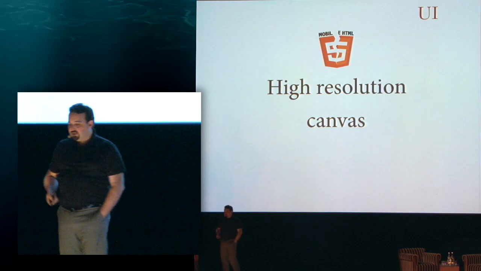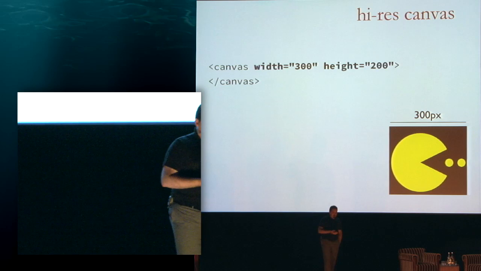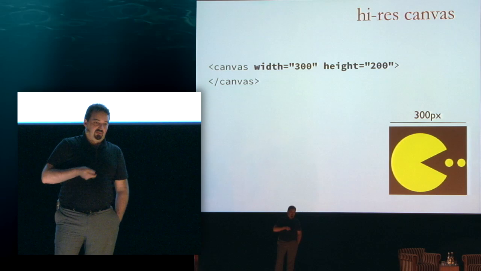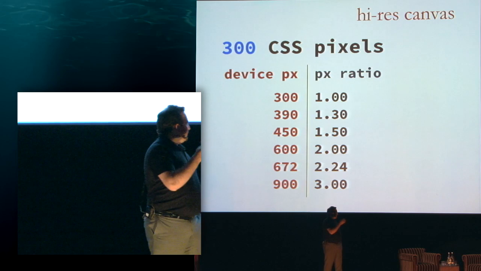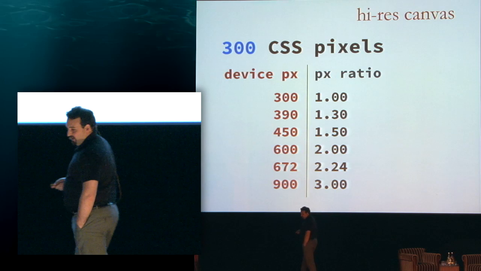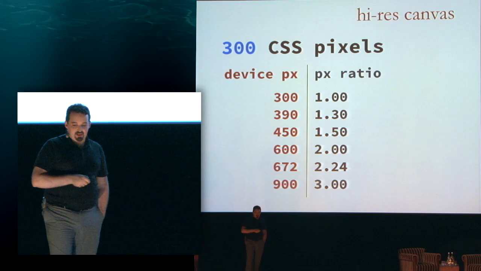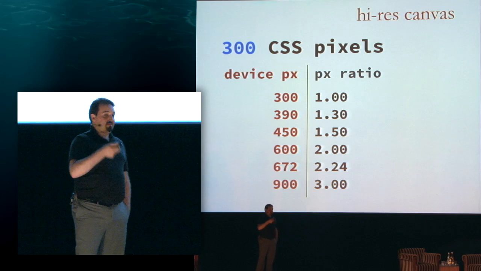OK, high-resolution canvas. You all know, or you should all know, what Canvas is: the drawing API in JavaScript. Let's say we have a game inside the canvas, or just a drawing, 300 pixels wide. What's the problem? When we say 300 pixels, we are saying 300 CSS pixels. And you should know at this point that for 300 CSS pixels, you will have different real device pixel dimensions. Here are just a couple of examples, like Galaxy S1, Nexus 7, Galaxy S2, iPhone 5, or any other Android, BlackBerry 10, and Galaxy S4. On Galaxy S4, the canvas, instead of being 300 pixels, will be 900 device pixels. So what's the problem?